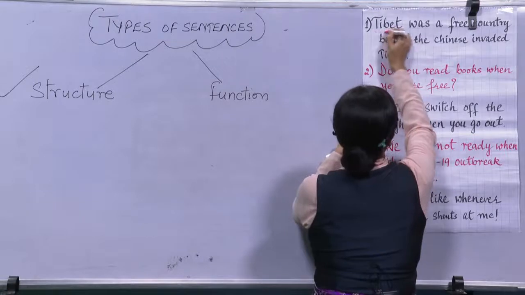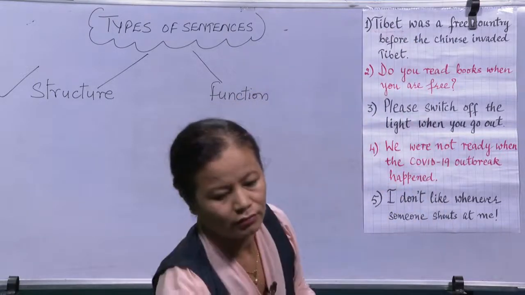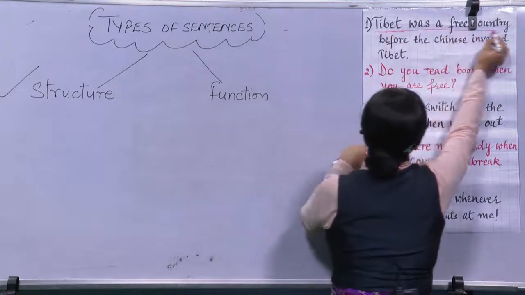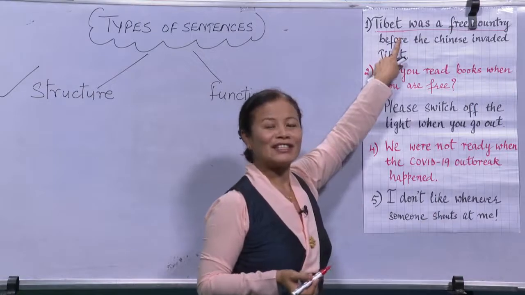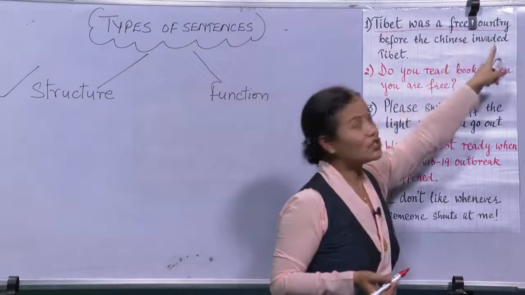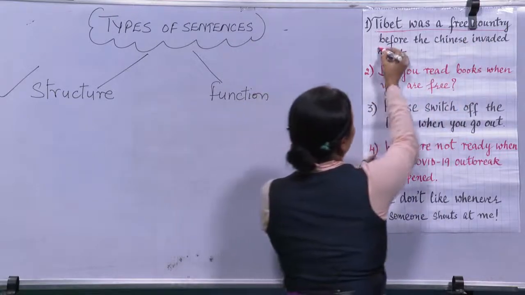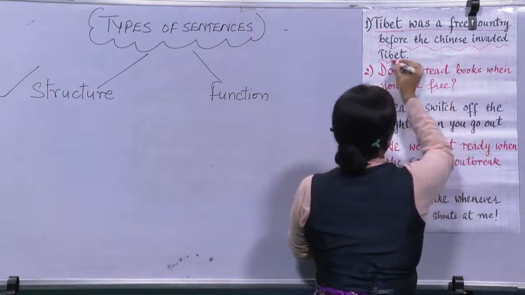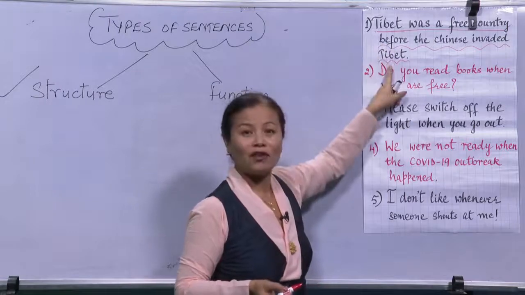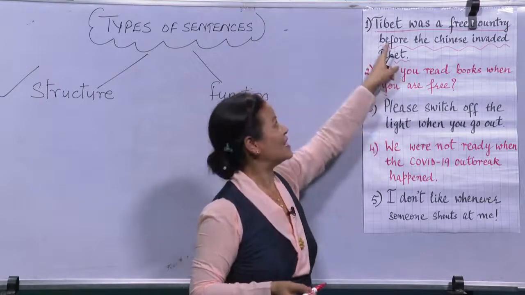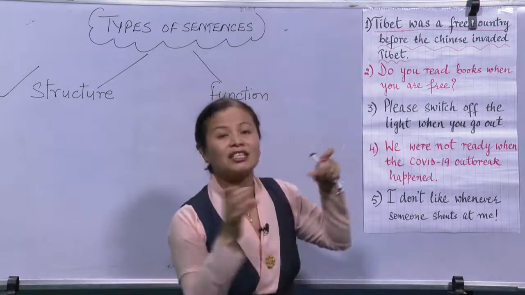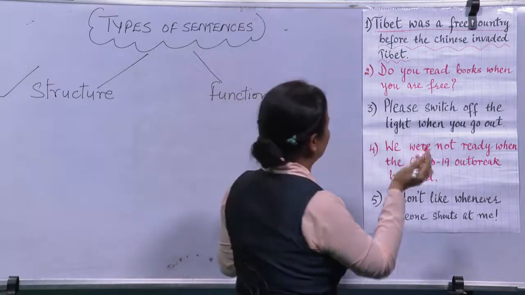Tibet was a free country. This is a complex sentence because we have the independent clause here, Tibet was a free country, and then we have the dependent clause here, before the Chinese invaded Tibet. So no doubt this is an example of a complex sentence. And if you look at the function, this is functioning like a statement, a declarative sentence.